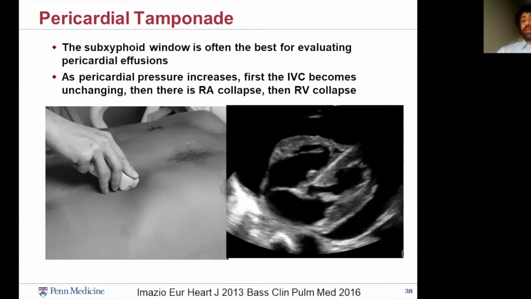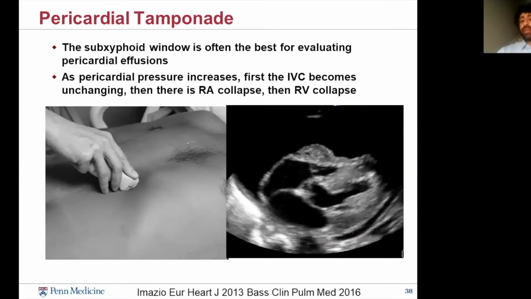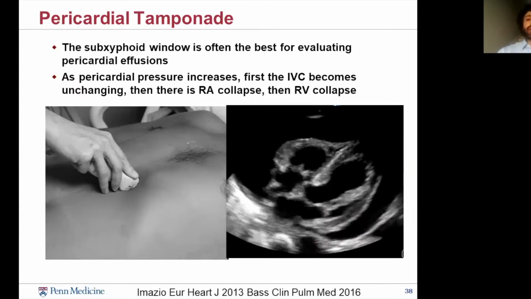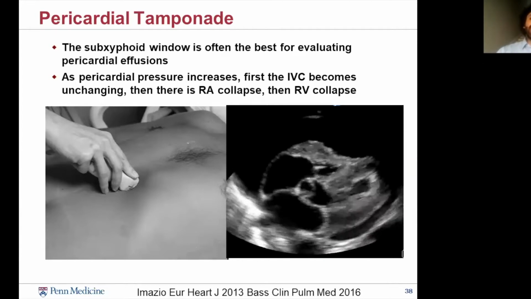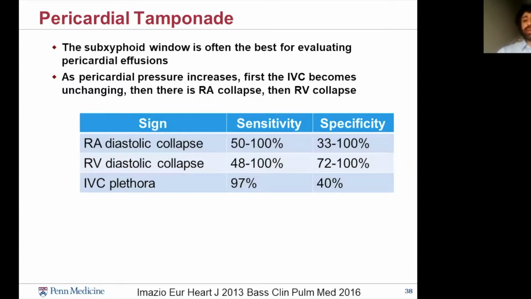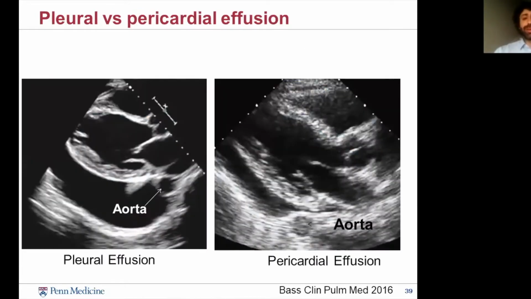Then the right atrium begins to collapse. You can actually see in this video right atrial collapse during systole, as opposed to what you'd expect. And then you can see RV collapse when the pericardial pressure is greater than the RV diastolic pressure. The problem with this is that sensitivity and specificity range wildly in different studies of when RA and RV diastolic collapse are reliable in order to determine that somebody's in pericardial tamponade.